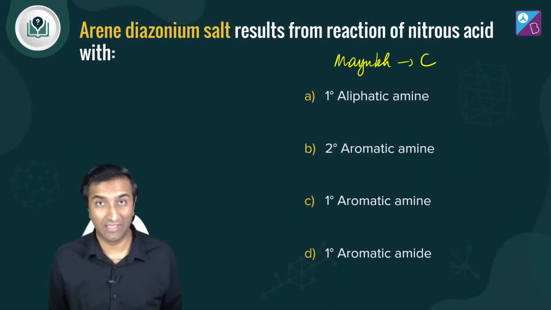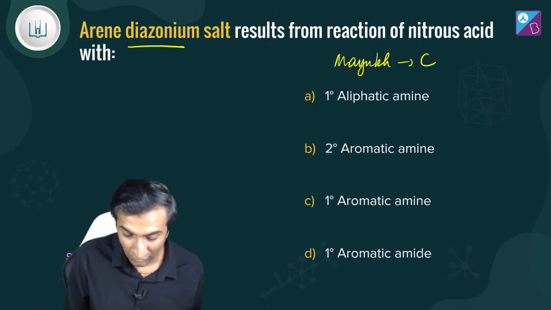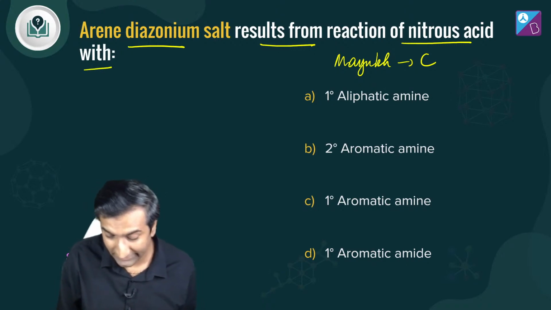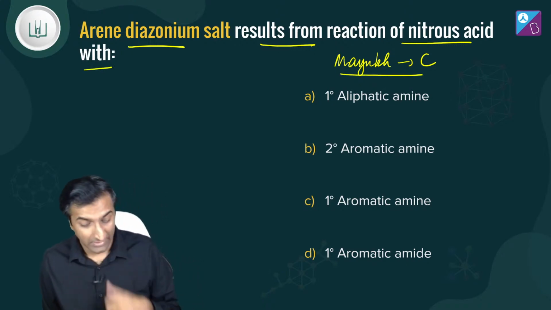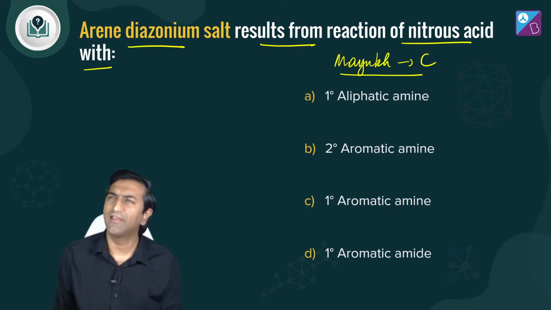Okay. First question was from the last session homework. We'll get right into it. Arene diazonium salt results from reaction of nitrous acid with what? Mayuk said C. Do you guys agree with him or what? Oh, this also had to do with what? Yeah, the arene diazonium salt. Where did this come from? HNO2.